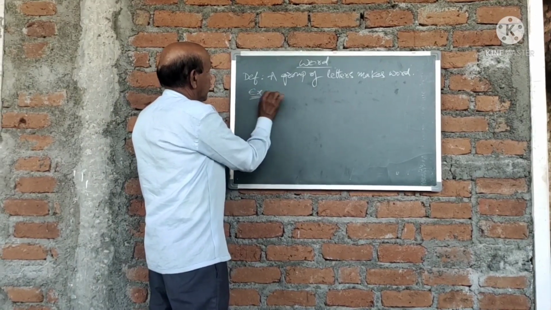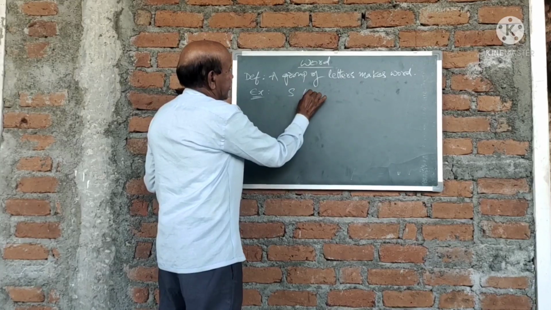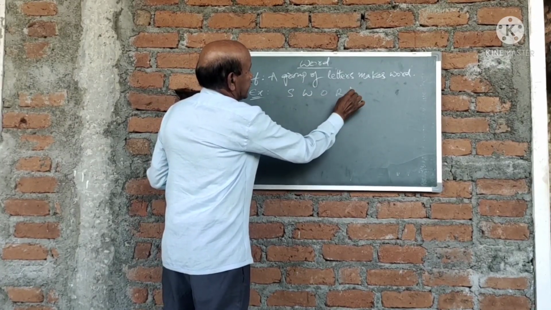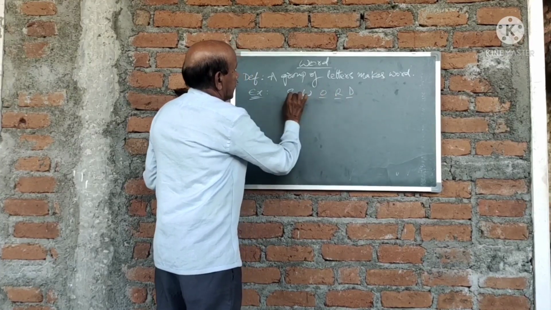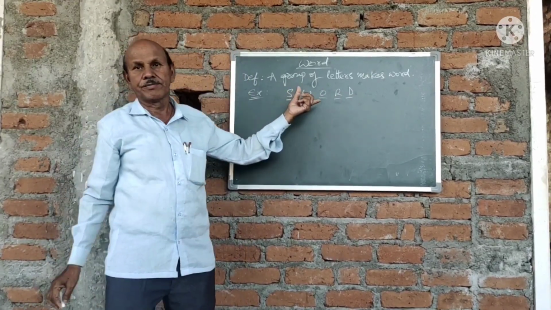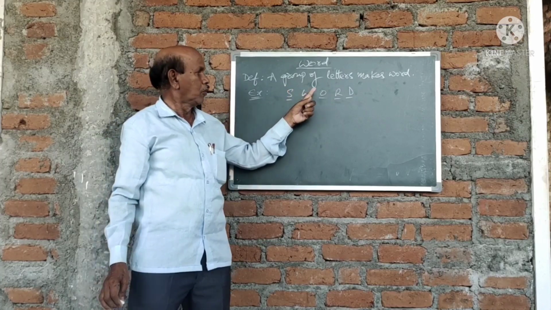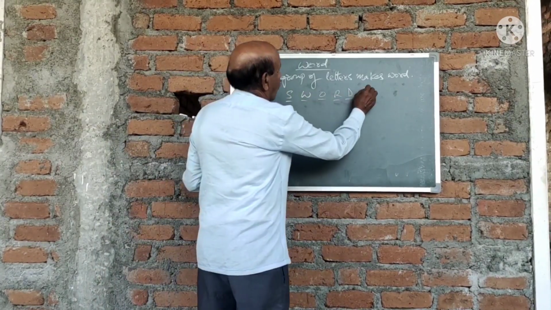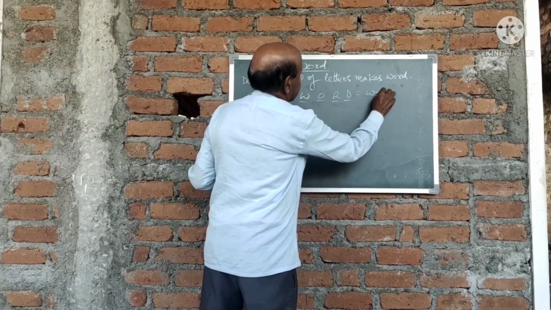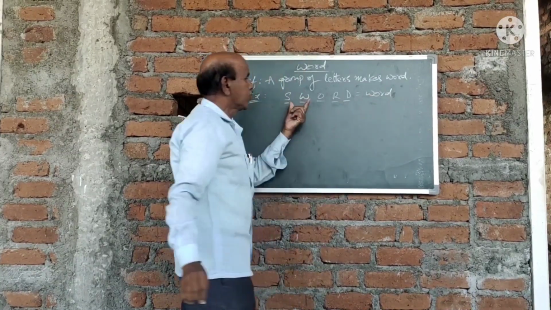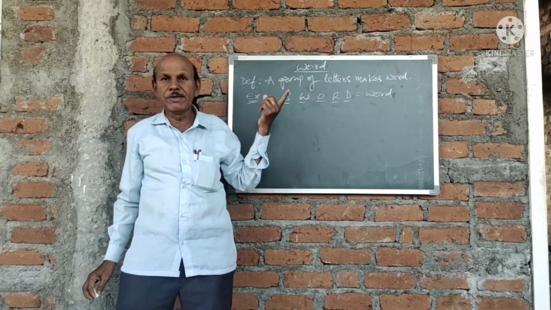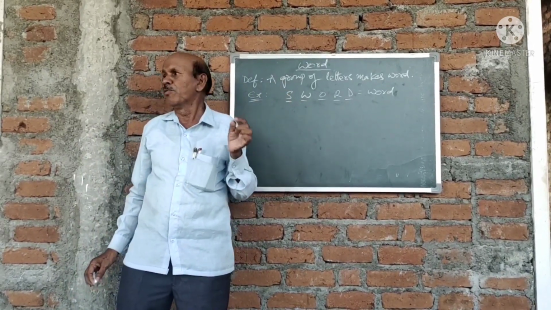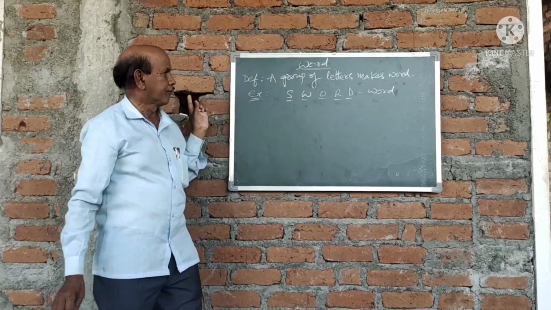One word example: sword. S-W-O-R-D. That means here 5 letters are there. This is called word. So you know what is the meaning of sword? Sword means the weapon which is used in fighting. It is the most useful weapon in the fighting.